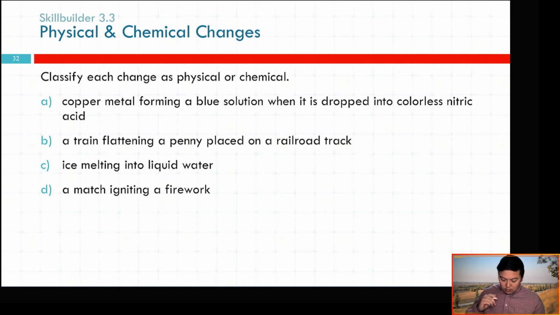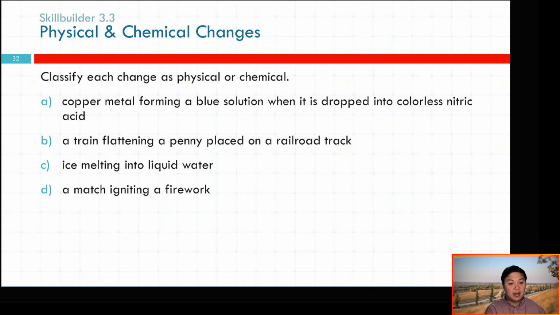So let's classify these then. Copper metal forming a blue solution when it's dropped into colorless nitric acid. Think about what might be happening at an atomic level here. Is this a chemical or a physical change? Chemical change. So yeah, copper is actually reacting with the nitric acid here and is forming a new molecule that's blue.